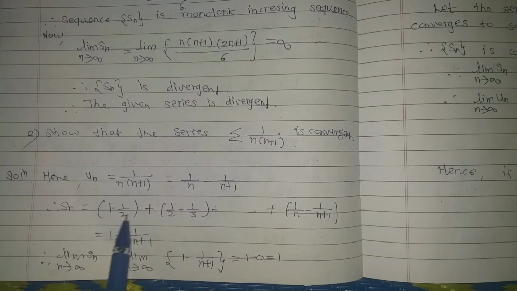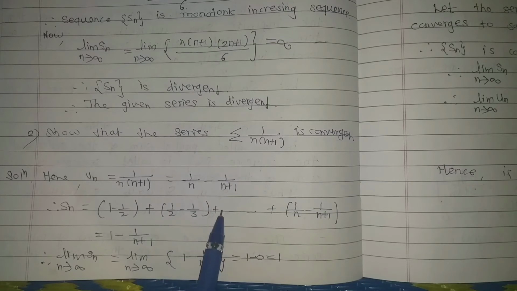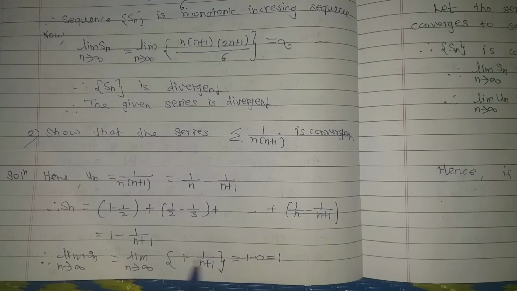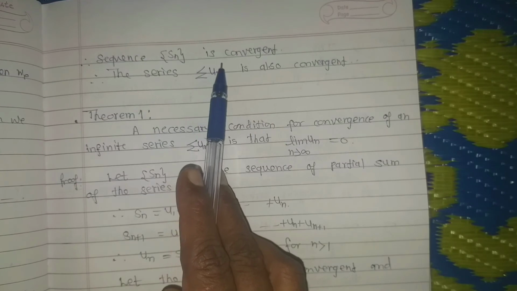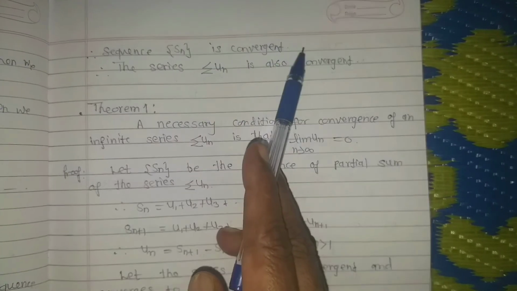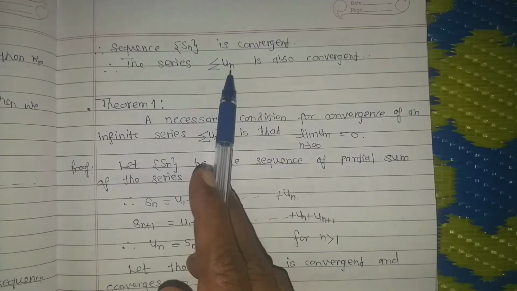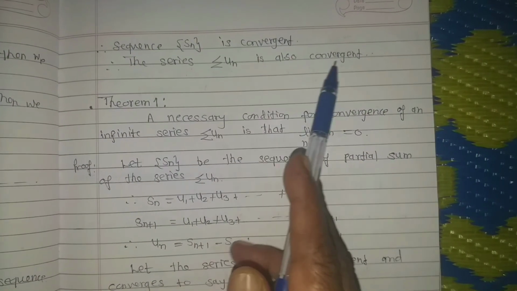And we know that this term and this term cancel with each other, this and the next term will be cancelled, and finally we get Sn equal to 1 minus 1 upon n plus 1. Taking limit as n tends to infinity, we get limit of Sn equal to limit of 1 minus 1 upon n plus 1 in bracket equal to 1 minus 0 equal to 1. Thus, the sequence Sn is convergent since the limit is 1, which is finite. Hence, the given series un is also convergent.